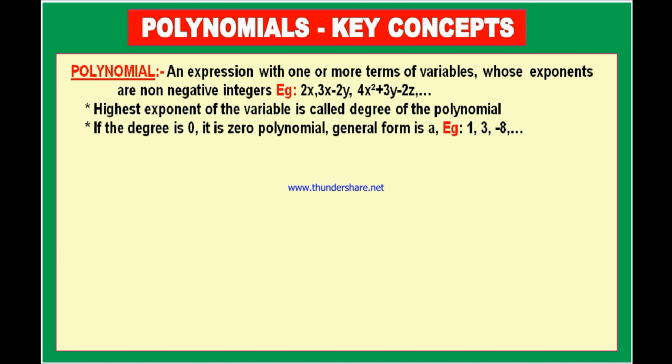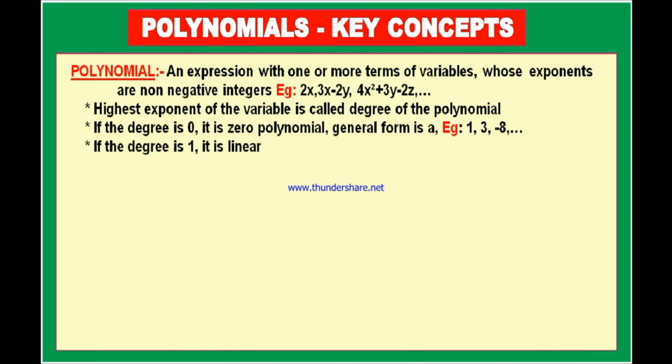Therefore all the constant numbers, whether 1, 3 or minus 8, 5 by 2 or minus 3 by 5, all these are constant numbers and they are called 0 polynomials, where there are no variables, only constant numbers. Therefore a 0 polynomial is nothing but a polynomial with degree 0. The general form of a 0 polynomial is a.